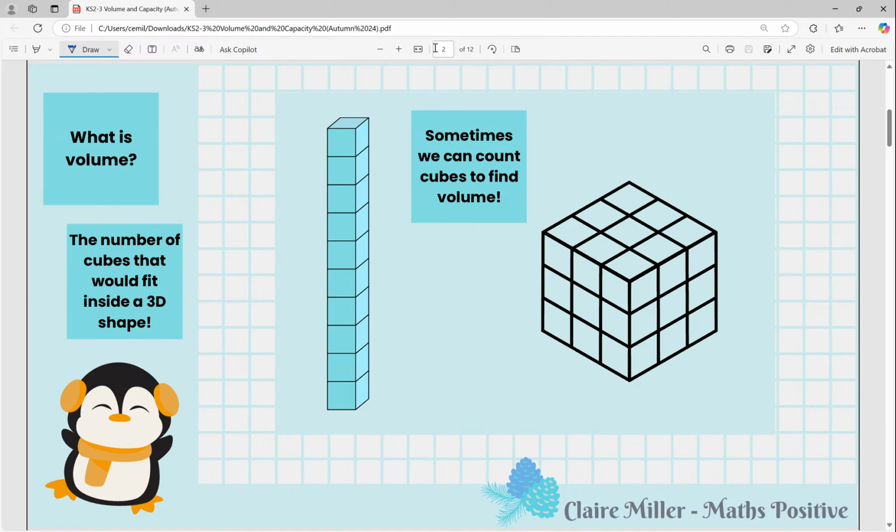So first of all, what is volume? You could think of volume, really, as being like the number of cubes that would fit inside a 3D shape, right? And sometimes we might actually be able to see those cubes, or at least the ones on the outside of a 3D shape. If we could see the cubes, we could actually count them, couldn't we, to find the volume of a shape? For example, here we've got a shape made of some cubes all stacked up.